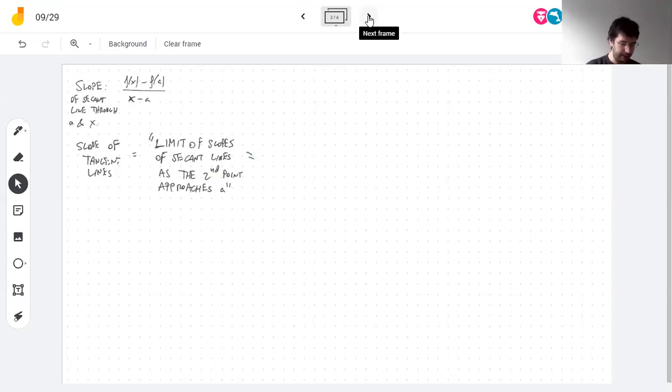Let me just write what I said down literally. So I said the limit. So the limit of what? The limit of the slopes of secant lines through two points, one of them being a. I just said the slope has this formula. And now, where am I taking this limit? What is x doing? x is the second point. It has to be approaching a. So this is the limit as x approaches a. And that's it. This is the slope of the tangent line.